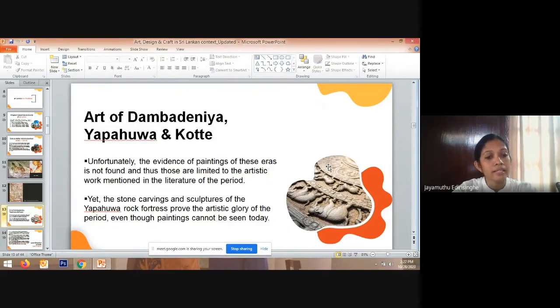Yet there are stone carvings and sculptures in the Yapahuwa rock fortress to prove that even in that period there was art in the Sri Lankan context, though the paintings are rare to be seen today, right? But Yapahuwa is one of the places from that era. We can see that it is a very huge fortress with many nice carvings and sculptures, mainly stone carvings, remaining even today, right?